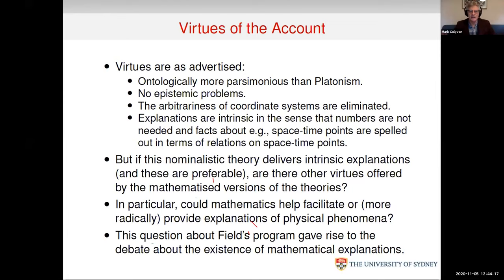So the virtues, I think, are as advertised: ontologically more parsimonious than Platonism. No epistemic problems because it's not a Platonist theory. Arbitrariness of coordinate systems is eliminated. Explanations are intrinsic in the sense that numbers are not needed and facts about, for example, space-time points are spelled out in terms of relations on space-time points. It's all about the space-time points themselves, not about the mathematical structures. But if this nominalistic theory delivers intrinsic explanations, then these are preferable.